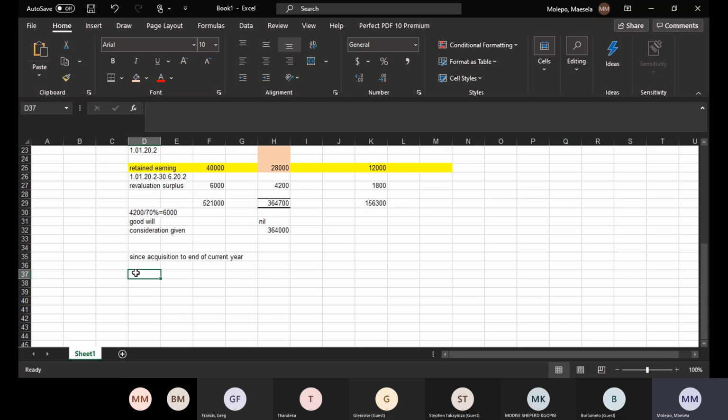So now we're gonna go to the current year. So current year, it will be the profit part. So any profit realized from the acquisition date up to the end of financial year. So this will be the profit between 1 July to 31 December, so when we go to our calculation of the allocation of the profit, the profit realized between 1 July to 31 December is also 40,000 because this was based on 6 months. So it means here it's going to be the 40,000. Okay.